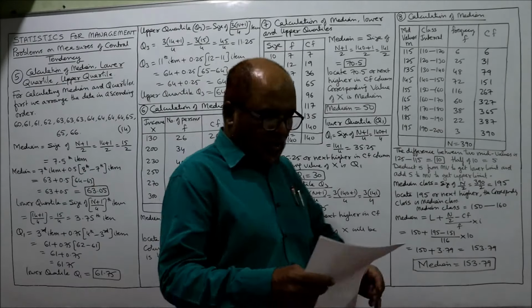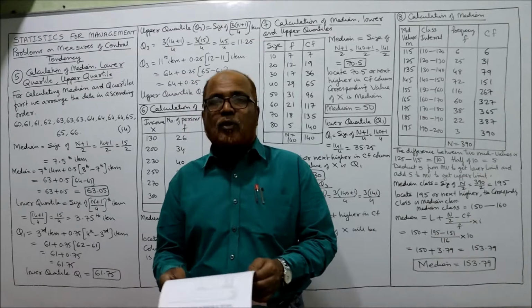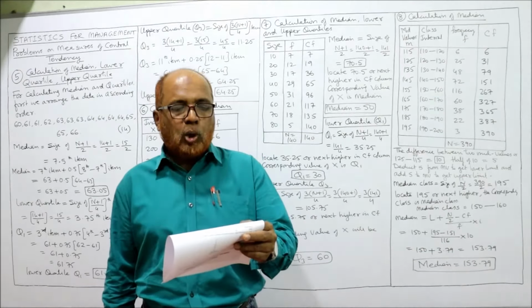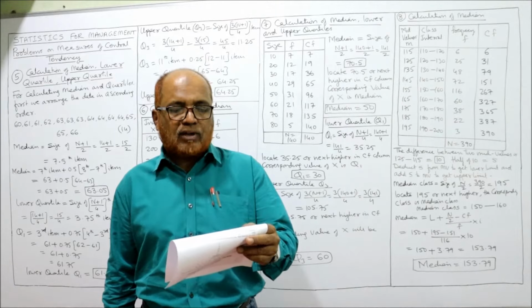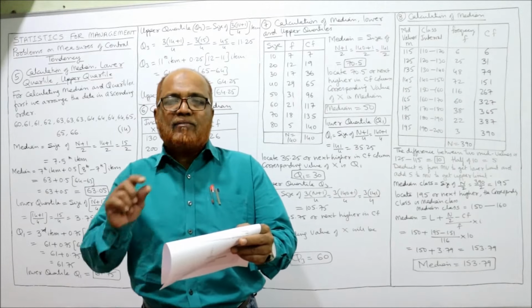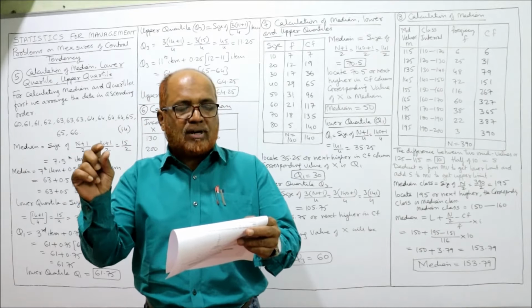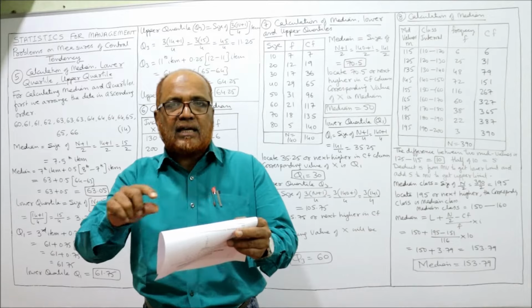Come on, see the fifth problem. Up to four problems we have completed. See the fifth one. Calculate the median, lower quartile and upper quartile for the following data. So simply values are given: 61, 62, 63, 61, 63, 64, like that.